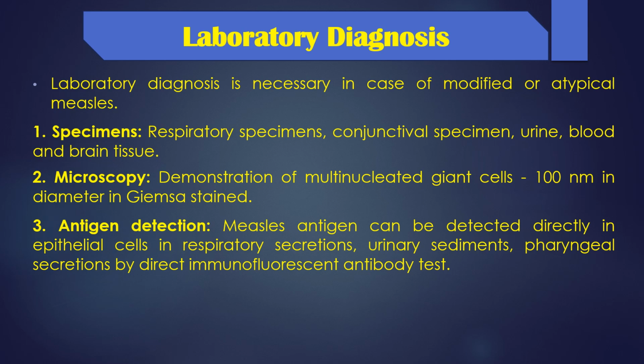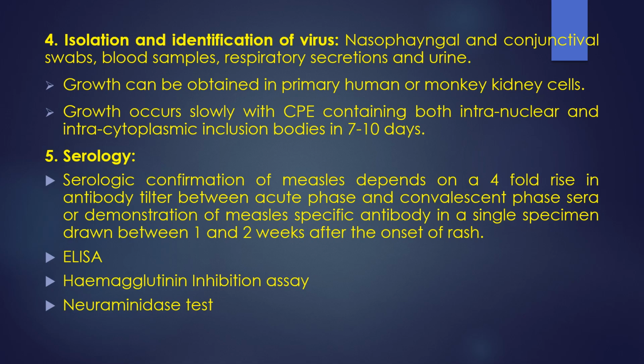antibody test. Fourth one is the isolation and identification of virus. Nasopharyngeal and conjunctival swabs, blood samples, respiratory secretions, and urine collected from infected individuals during the febrile period are appropriate sources of viral isolation. Growth can be obtained in primary human or monkey kidney cells. Growth occurs slowly with the cytopathic effect containing both intranuclear and intracytoplasmic inclusion bodies in 7 to 10 days.